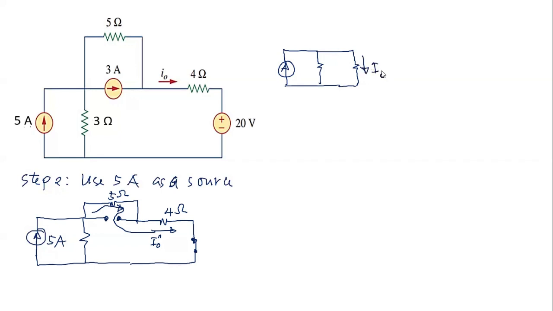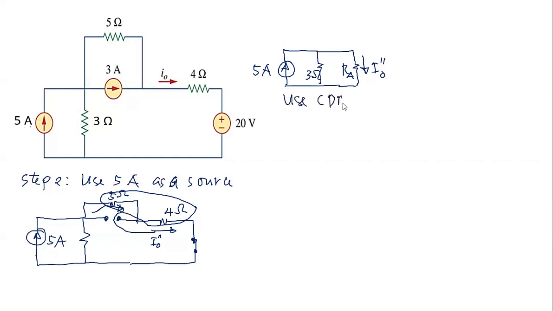So this is IO double prime, and we call this as RA. And RA is just a series combination of 4 and 5 since they are connected in series. So the current that flows through it is still IO double prime. And this is now the 3 ohm resistor and the 5 ampere source. So since there are 2 branches connected across the 5 ampere source, we can use the CDM.